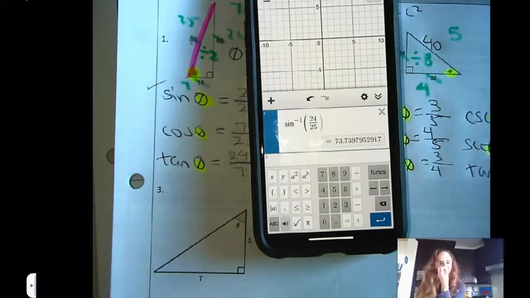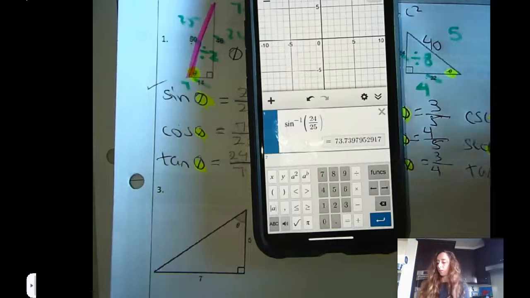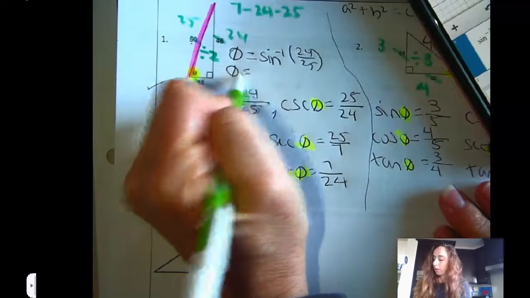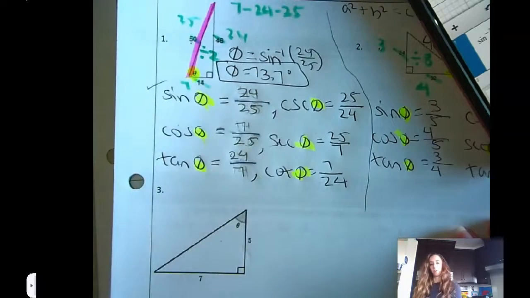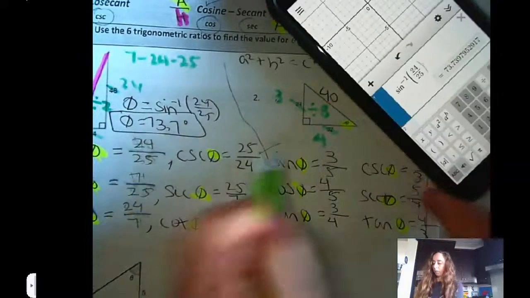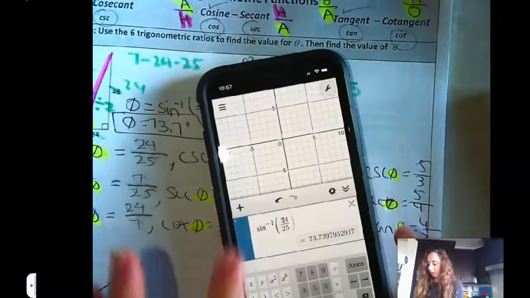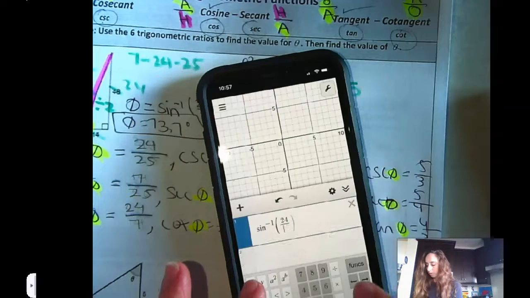Let's round to the nearest tenth. So 73.7. Theta equals 73.7 degrees. How are we doing? Hopefully okay. Now I'll come over here and I'll do the same thing, inverse sine of 3/5. What was that, 3/5? I don't know. I'll look again.